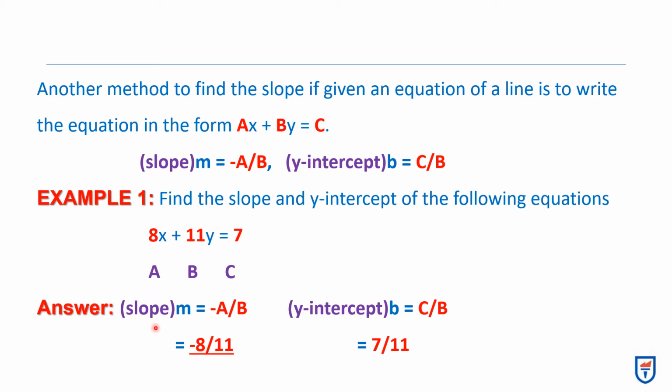To find our slope, we use the method that says slope m is equal to minus a divided by b. So our a is 8, and we substitute minus 8 divided by b, which is 11, and our slope becomes minus 8 divided by 11. Our y-intercept is equal to the constant c, which is 7, divided by b, which is 11. So our y-intercept is 7/11.